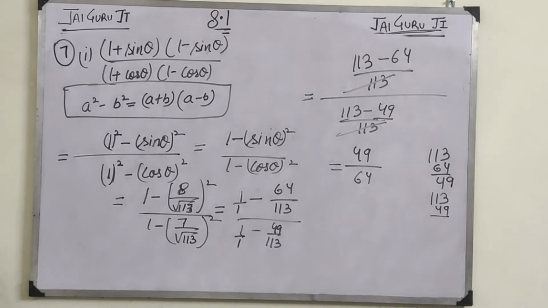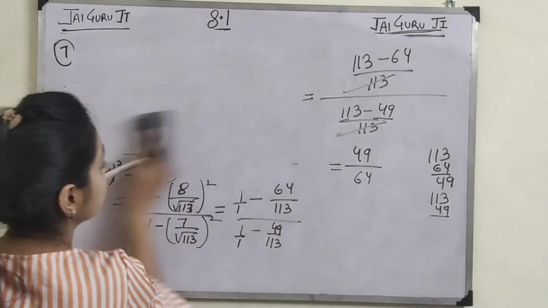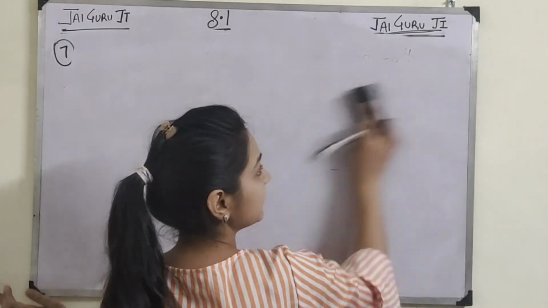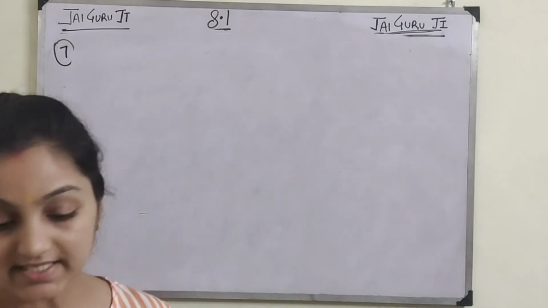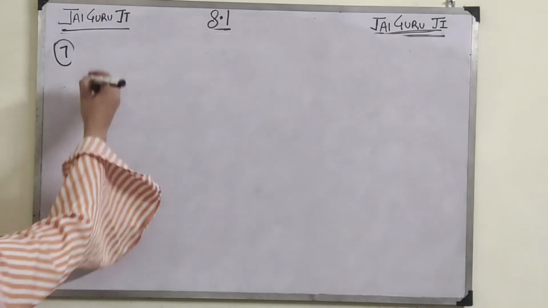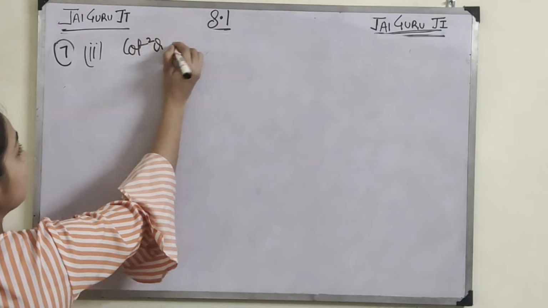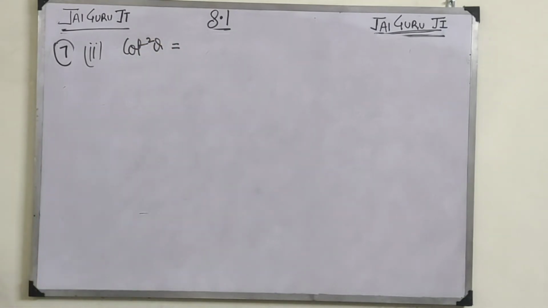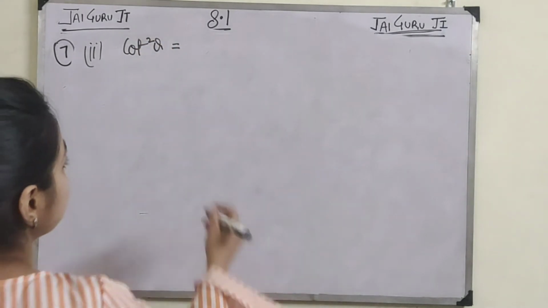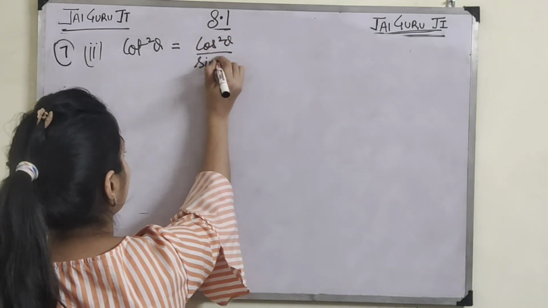Now I will move to the second part. I hope you are understanding this, please. This is the easiest way I am finding it for you. Second part, you have to find out cot square theta. What is cot? Cot square theta is cos square theta upon sin square theta.